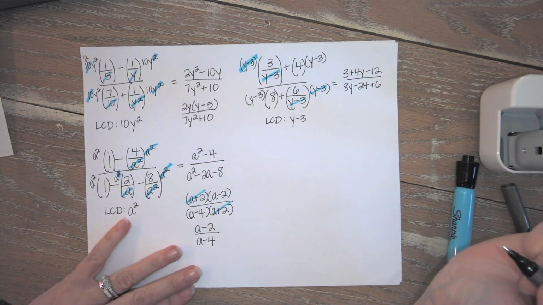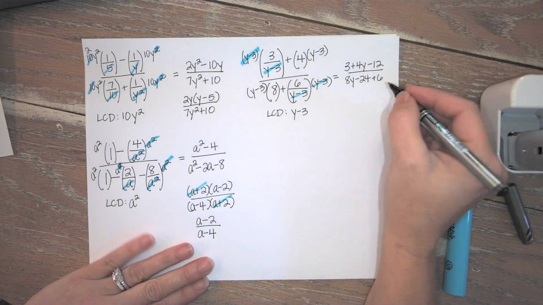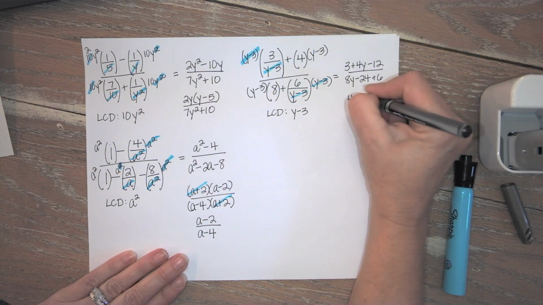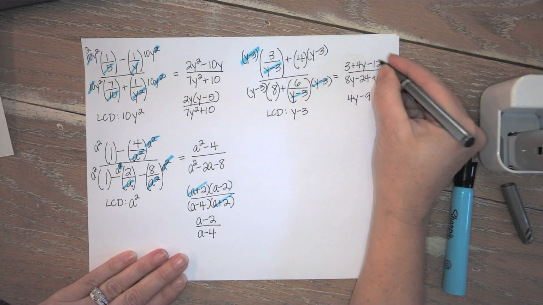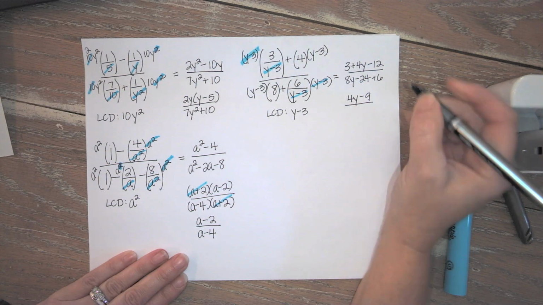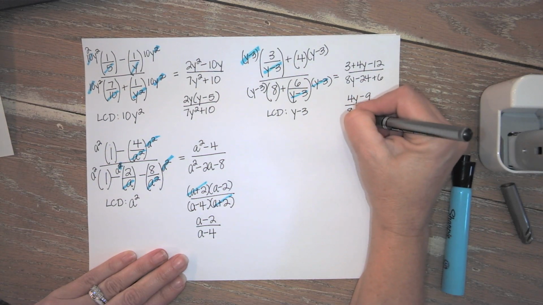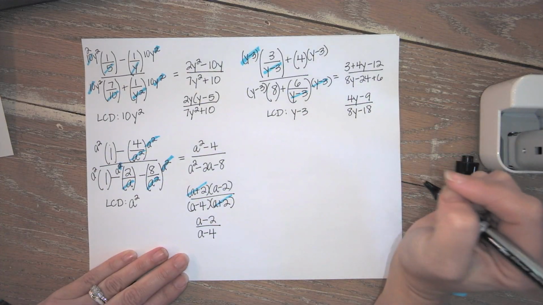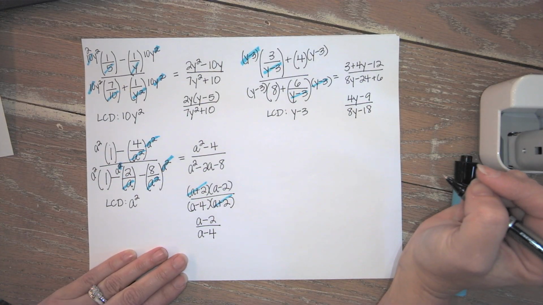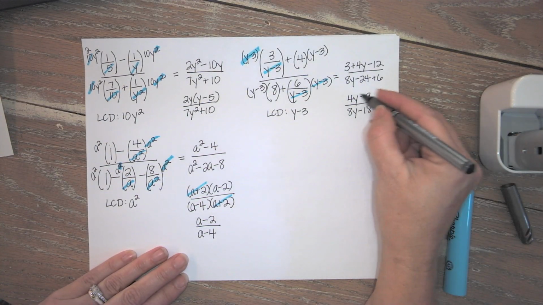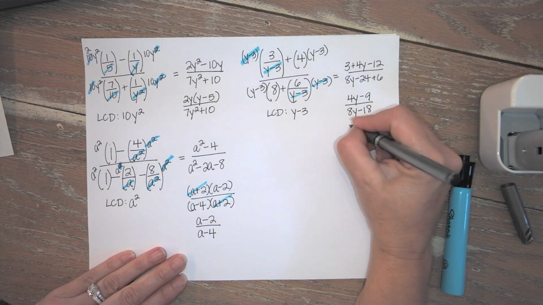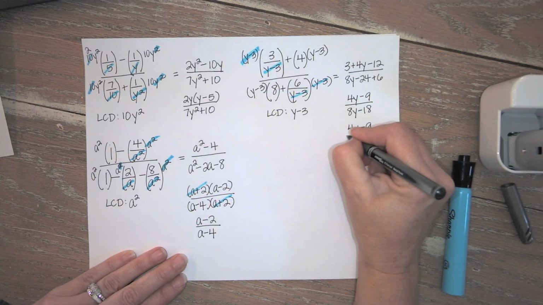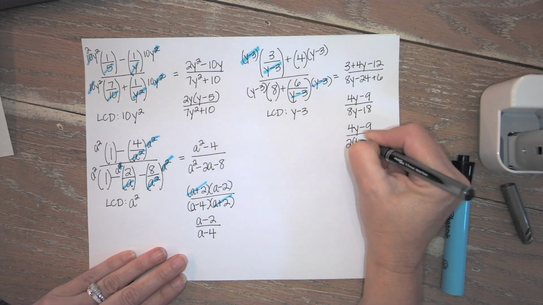All right, I see some like terms we can combine on the top and on the bottom. So on the top, I'm going to end up with 4y minus 9. Positive 3 and a negative 12 make negative 9. On the bottom, I'm going to end up with 8y minus 18. Now, we always want to check to see if anything will factor. The top definitely will not, but on the bottom I do see that these are both even numbers, which means I know I can factor out at least a 2.